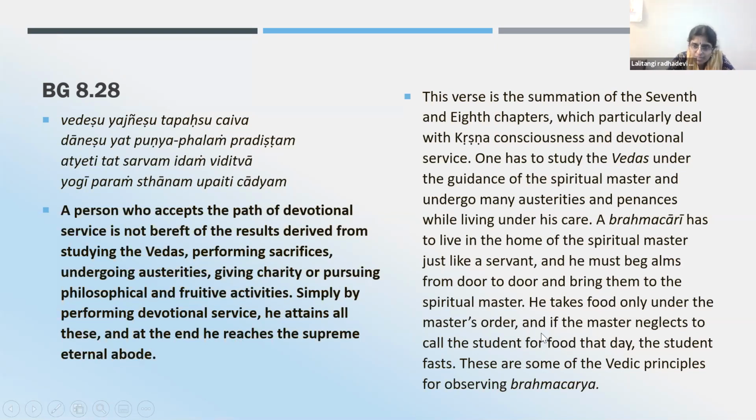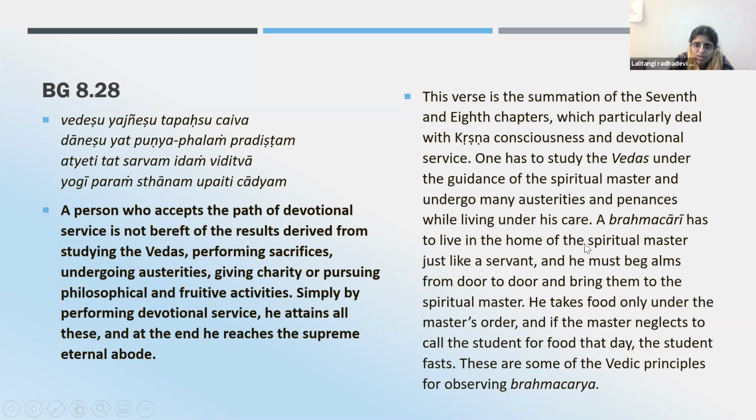So, in this, again, one aspect of humility Srila Prabhupada is giving. This verse is a summation of the 7th and the 8th chapters, which particularly deal with Krishna consciousness and devotional service. One has to study the Vedas under the guidance of the spiritual master and undergo many austerities and penances while living under his care.